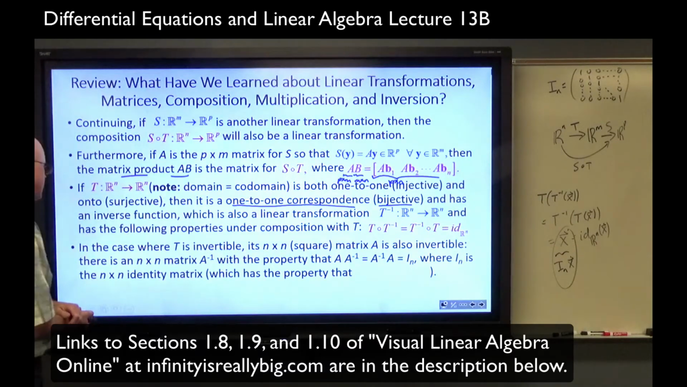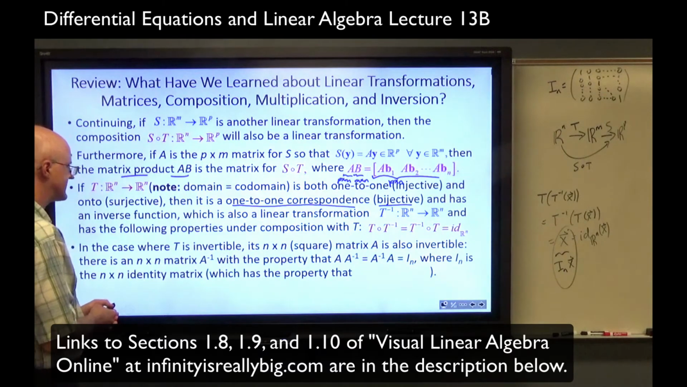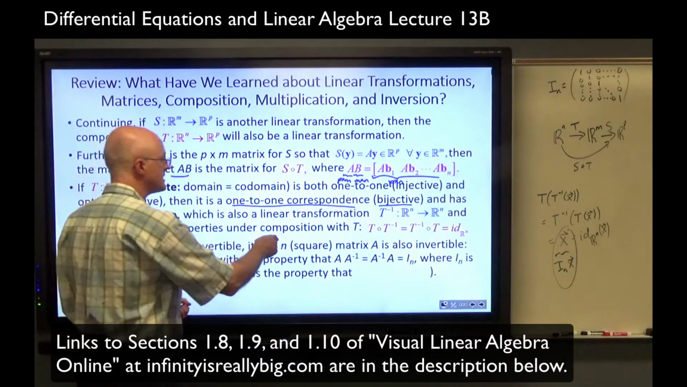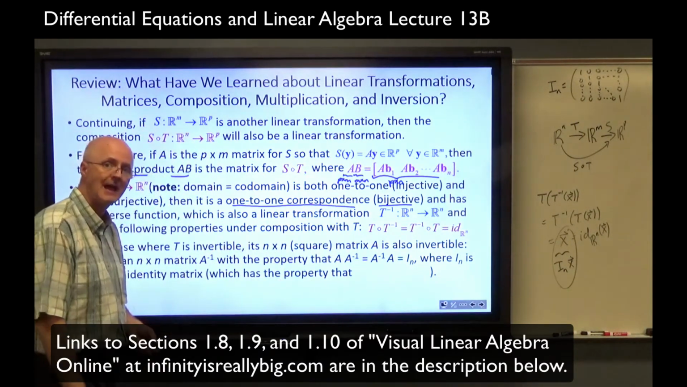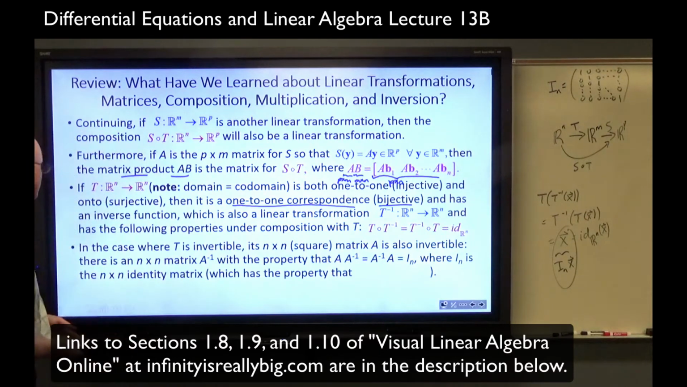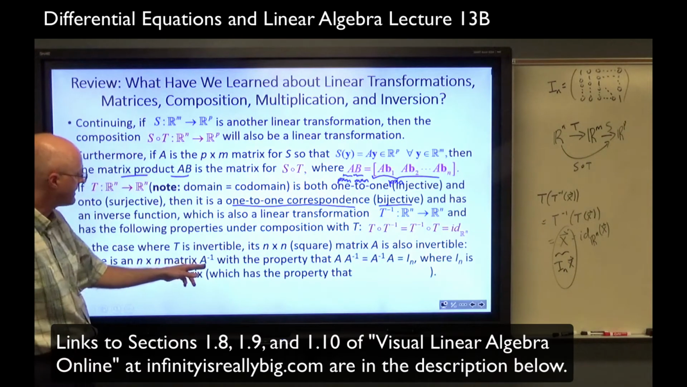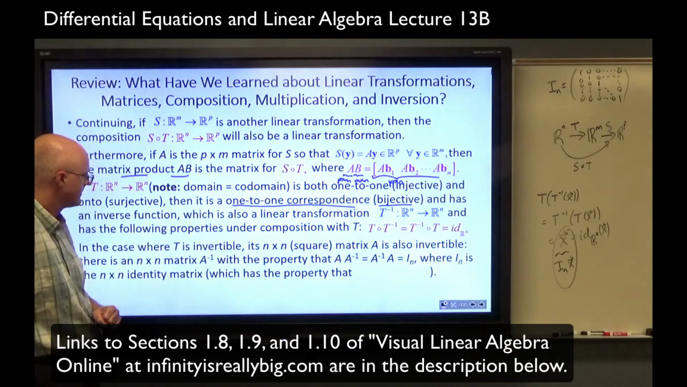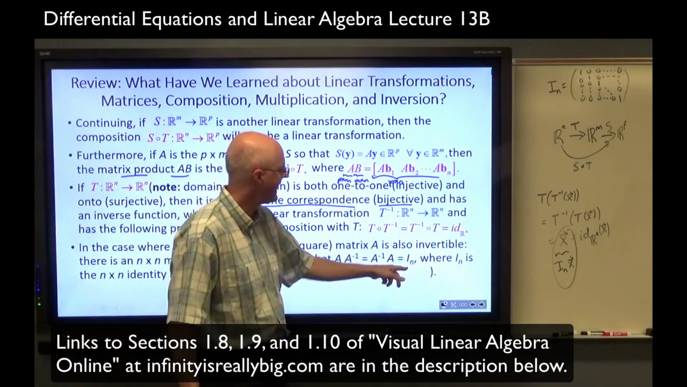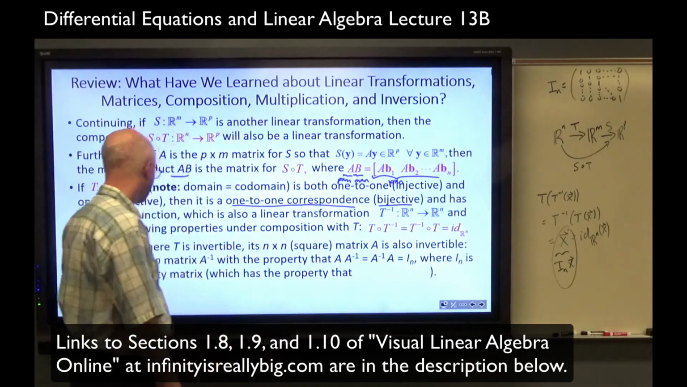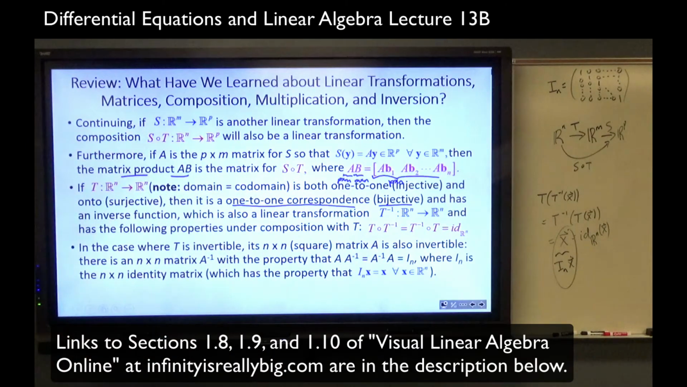Hang with me here. In the case where T is invertible, it's got an inverse function. Its n by n square matrix, A, with the same number of rows as columns, is also invertible, as we talked about in 12b. There's an n by n matrix, call it A inverse, with the property that A times A inverse equals A inverse times A equals the n by n identity matrix. And as I just mentioned, In times x equals x for all x in Rn.